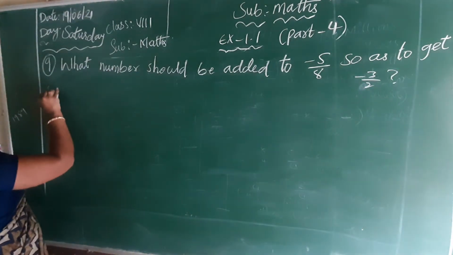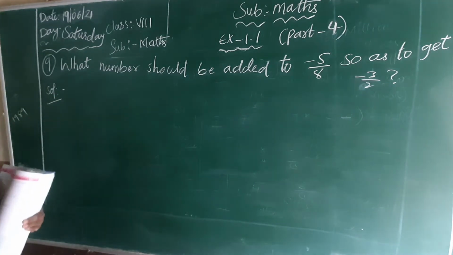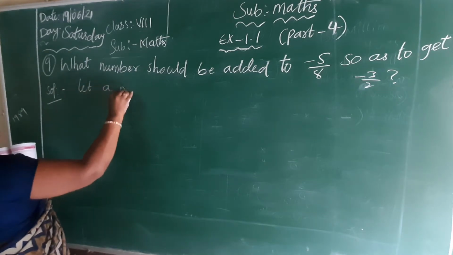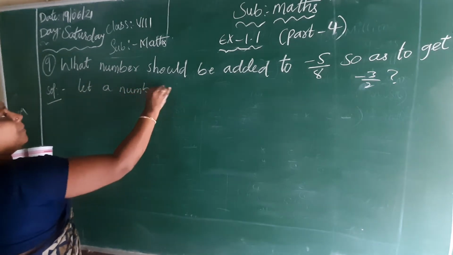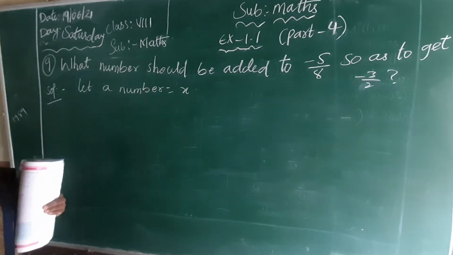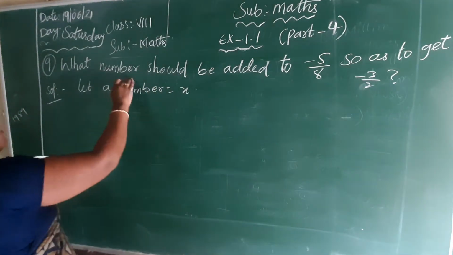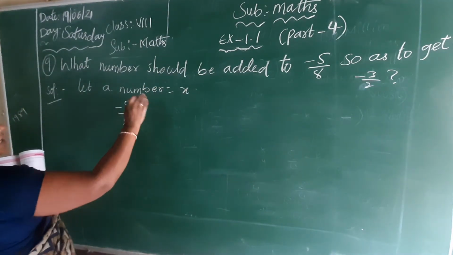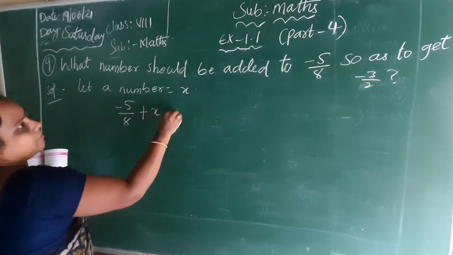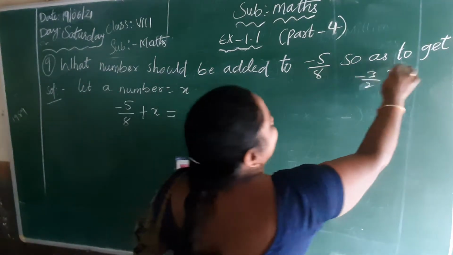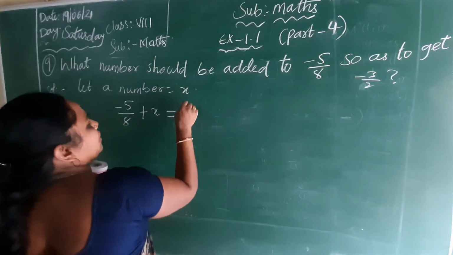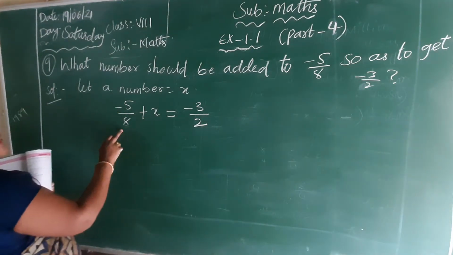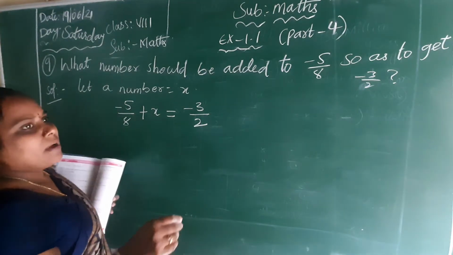So what number should be added to minus 5 by 8? I don't know which number to add. So what I am taking then? Let the number be x. So what number should be added to minus 5 by 8? That means minus 5 by 8 plus the number I took, x, is equal to the result we have to get, minus 3 by 2. Minus 5 by 8 plus x is equal to minus 3 by 2.